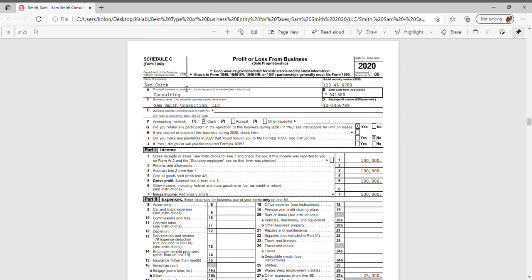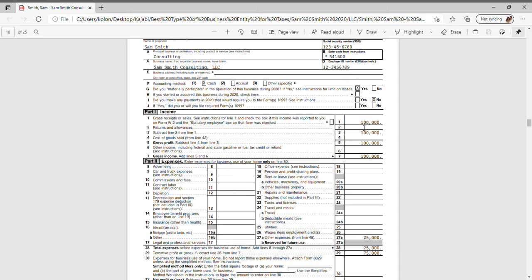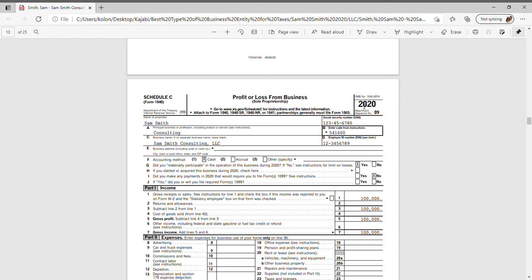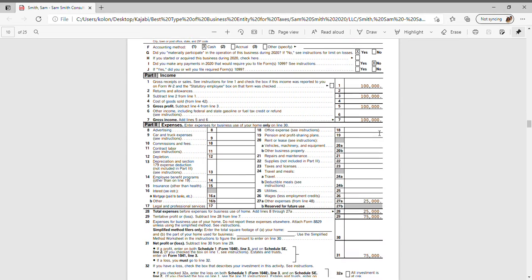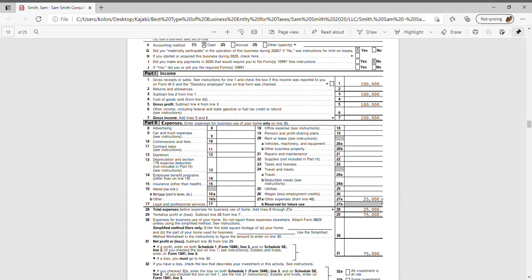It still is related to his personal return, but this is the basic information that we're going to have on that LLC. And then we go through it. So right here, it shows that he did have the $100,000 worth of revenue for the business for 2020. And then right here, it's going to show that he had $25,000 worth of expenses related to the business. And again, we kept it very simple, very basic.